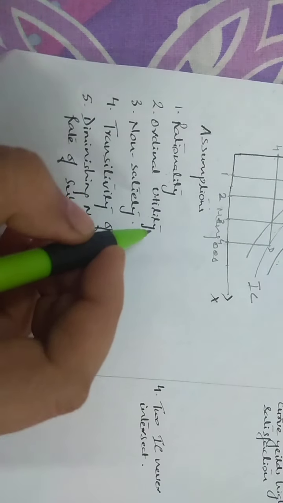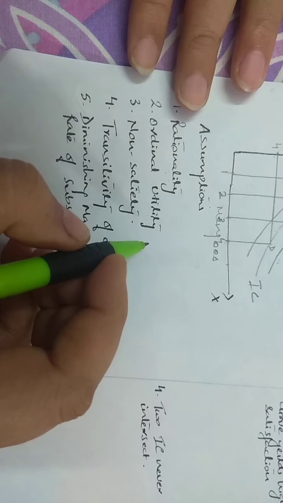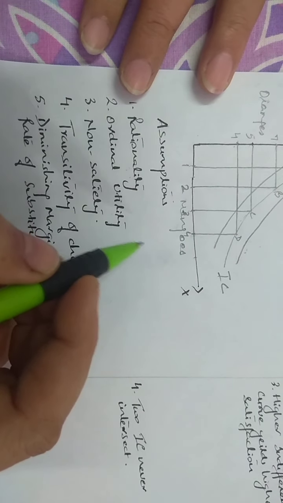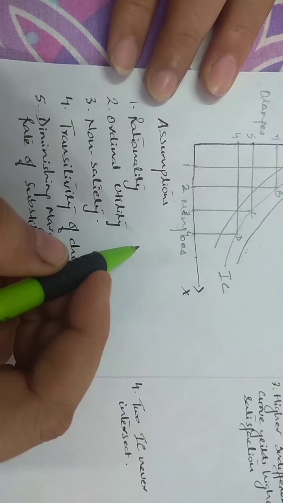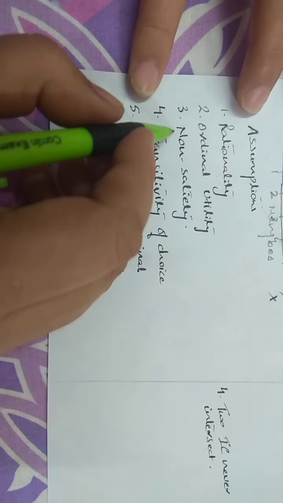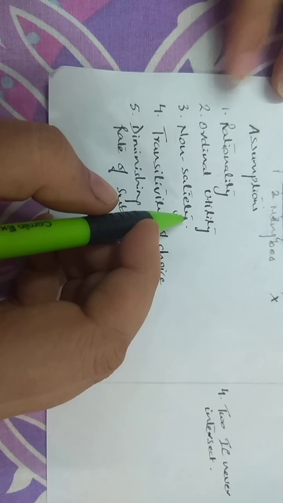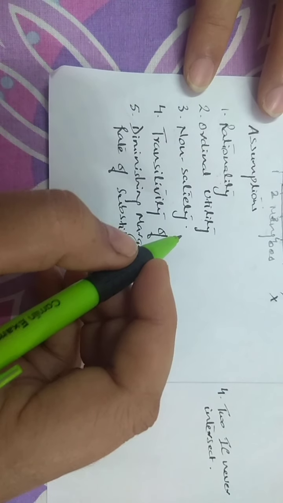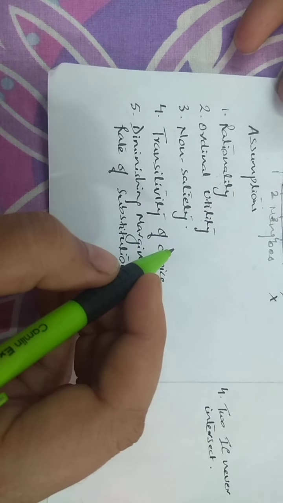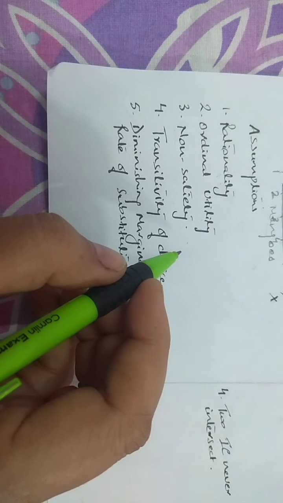Ordinal utility says that we cannot measure the utility in numbers. We can only make comparison between the utilities or preferences of the various combinations of goods available to the consumer. Non-satiety means that the consumer is never satisfied and will always want to prefer a larger amount of commodity over the smaller amount. He will always want to have more of commodities.